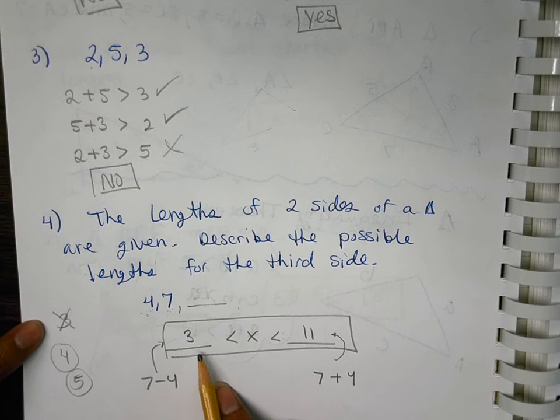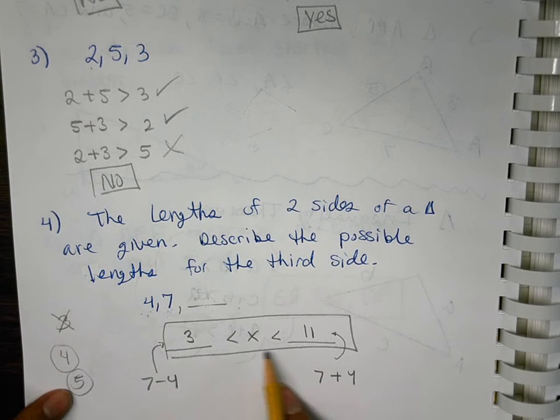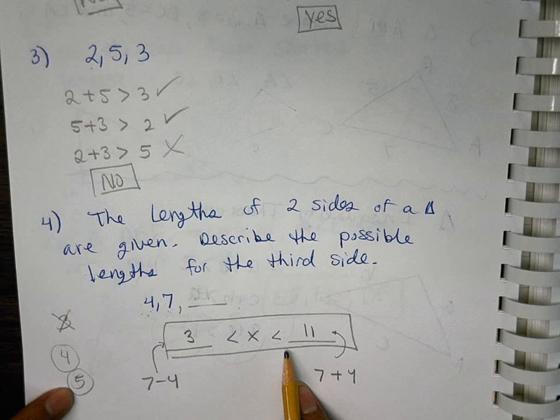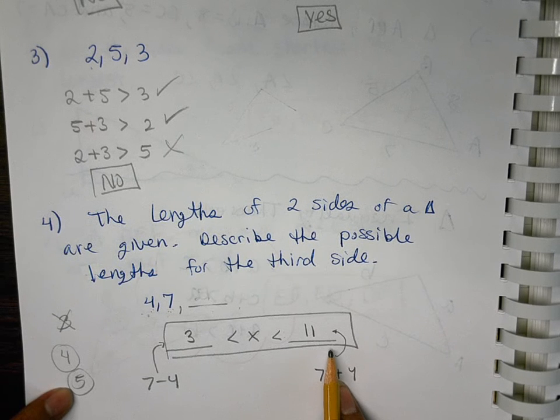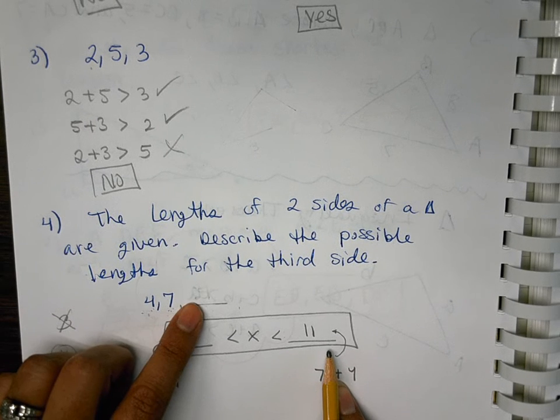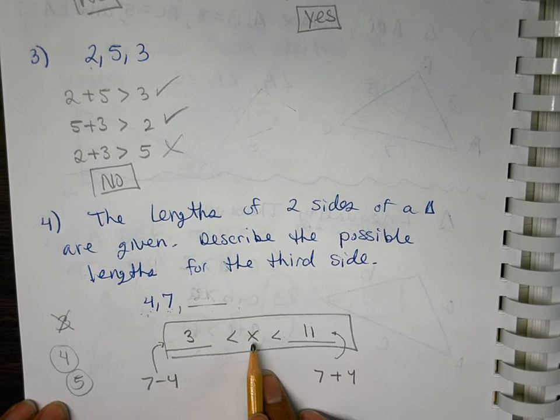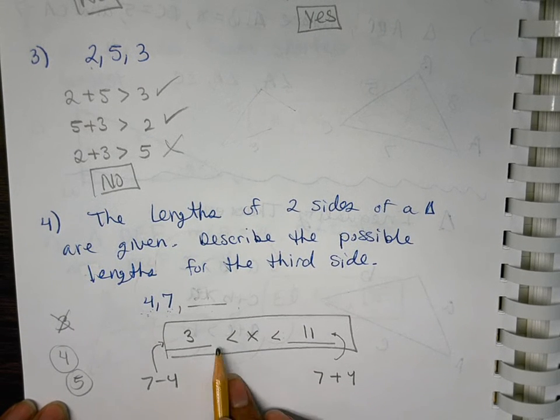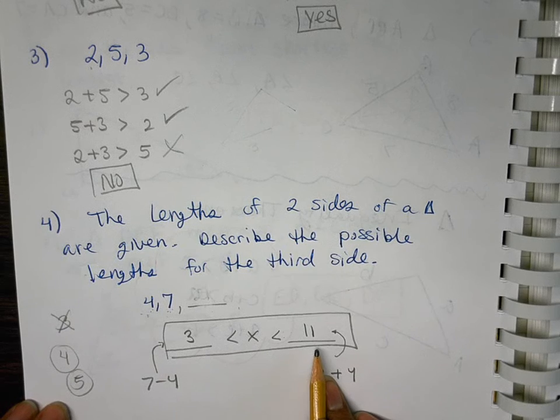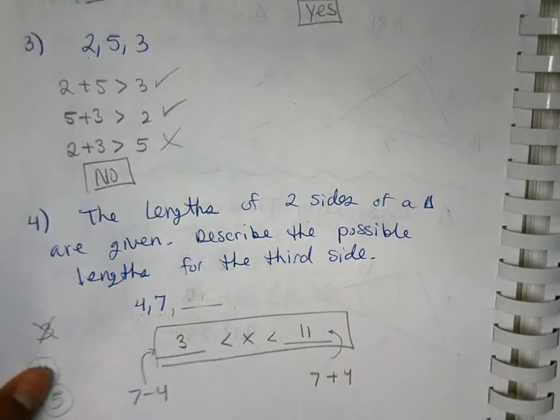So did 4 and 5 work, and are those numbers between 3 and 11? Yes. Would 11 work? No. And what was the other big number we tried? 21? Would 21 work? No. So this is how you do it: 3 is less than x, and x is less than 11. Got it? I'm going to give you one to try on your own.